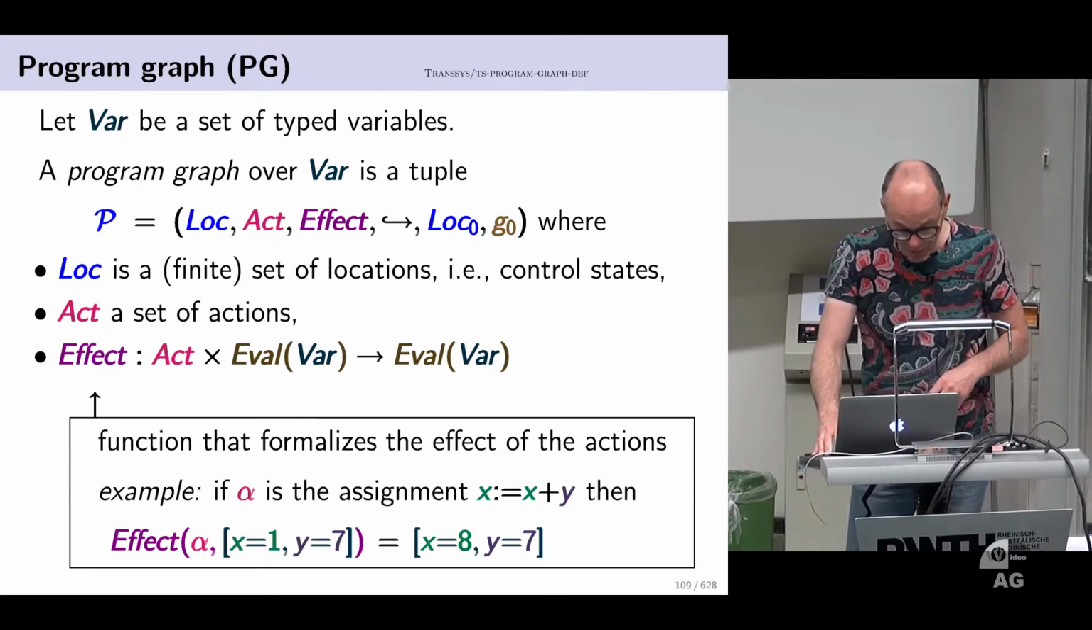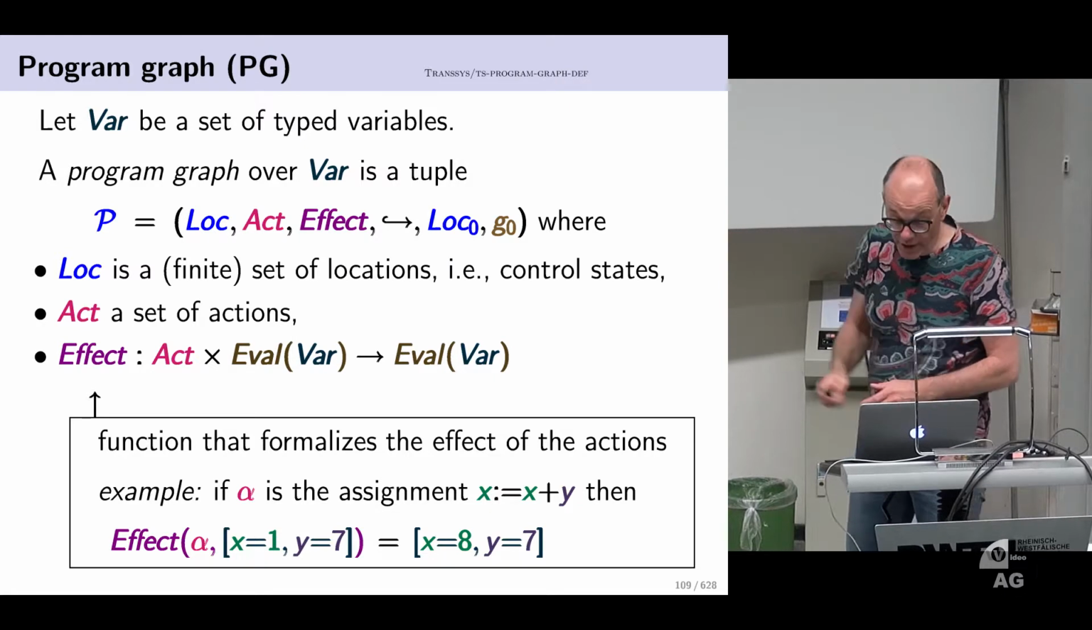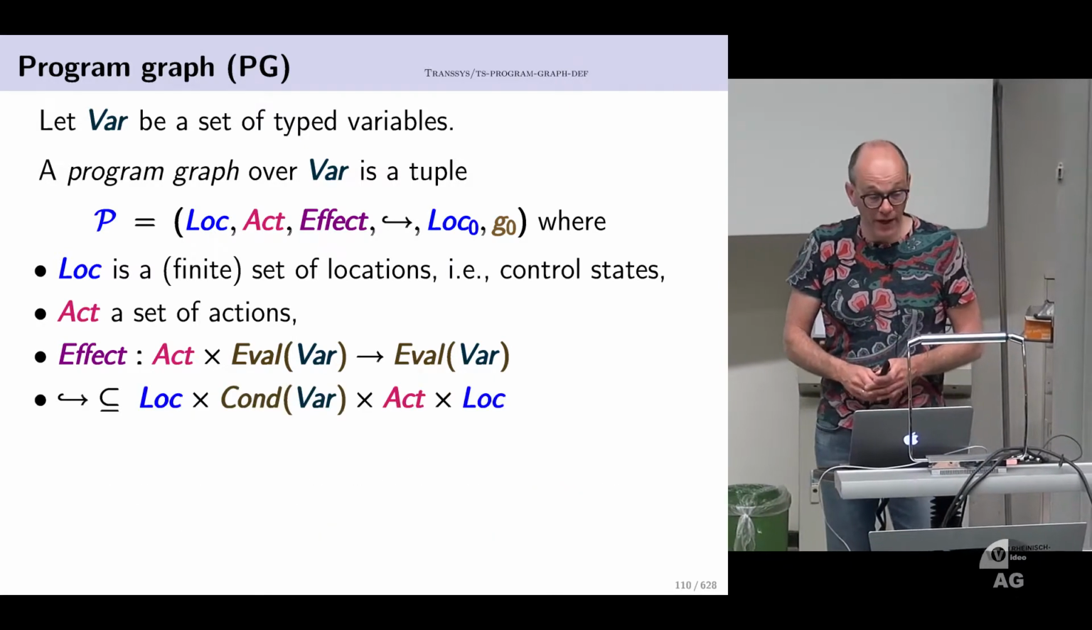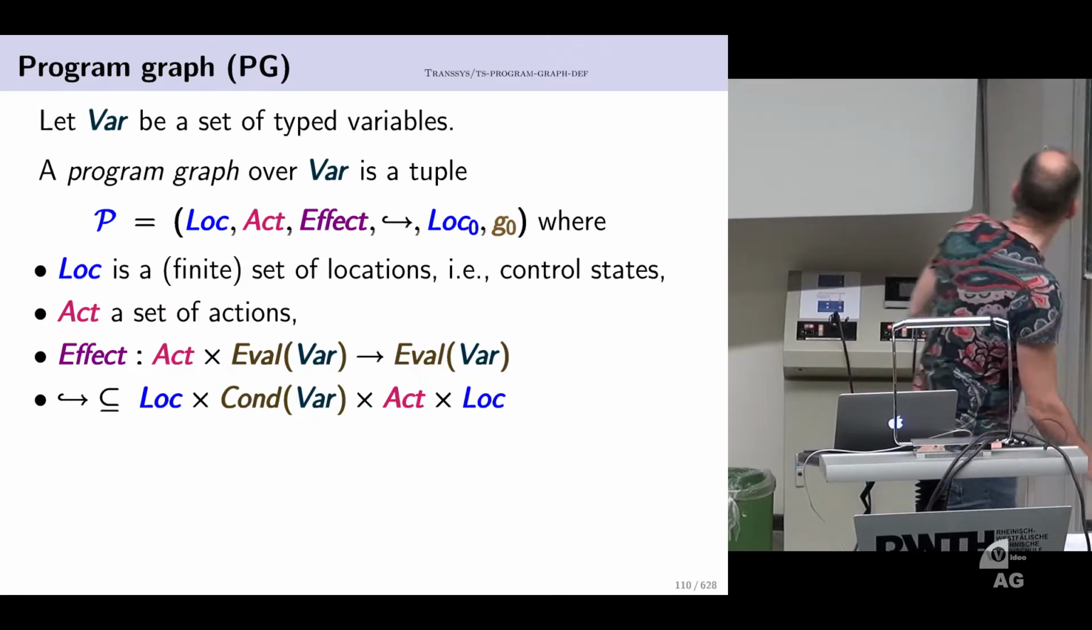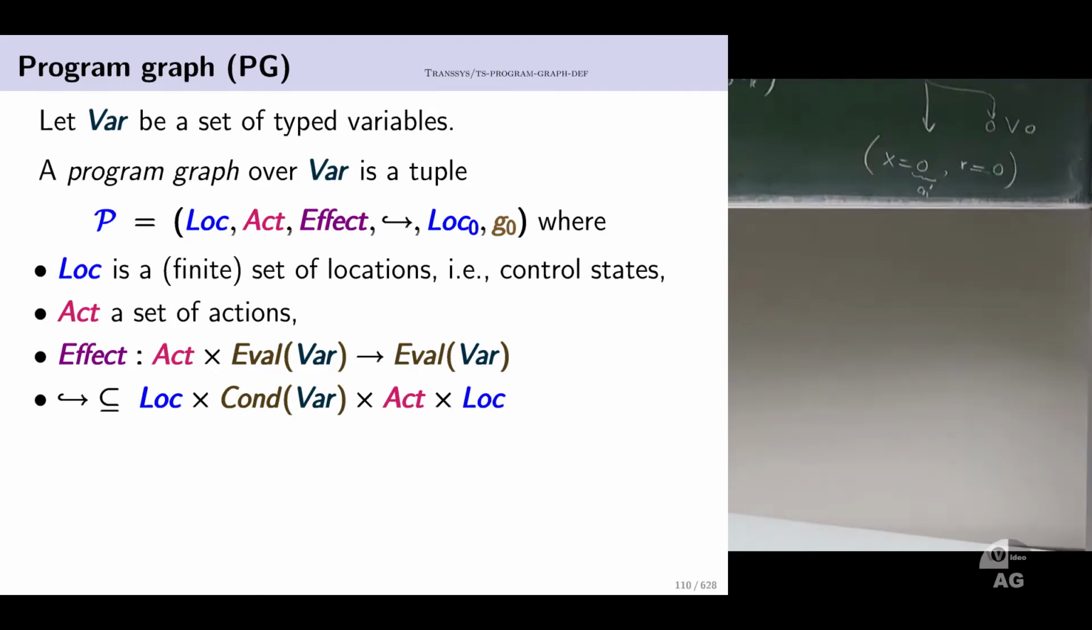We have seen already an example. This is another example that tells you that x becomes x plus y. In this state, you add just 1 plus 7, which gives you 8. And y, of course, is not changed. Then we have this edge relation. And maybe I should shortly remind you on this edge relation.